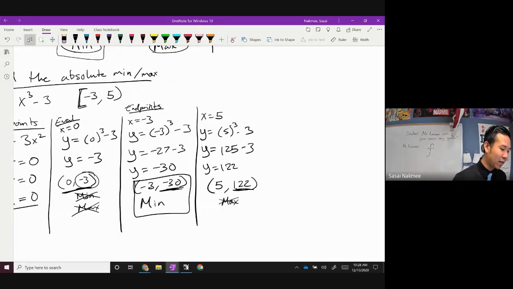So the graph for x cubed minus 3 is going to look something like this, by the way. And we have an open dot at -3.